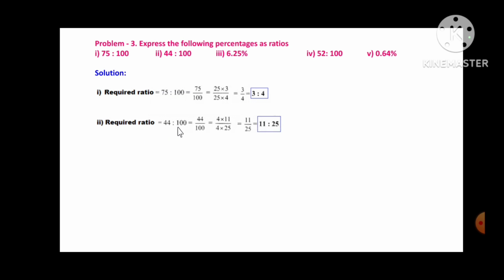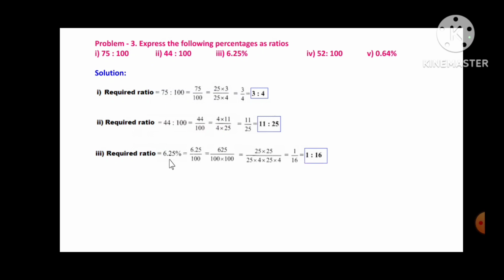Express the following percentages as ratios. Here first is 75 as to 100. Required ratio will be 75 as to 100, which can be written as 75 upon 100, that will be 25 into 3 upon 25 into 4, that is 3 upon 4, which could be 3 as to 4. Second one, required ratio is 44 as to 100, means 44 upon 100, 4 into 11, 4 into 25. The 4 gets cancelled, 11 upon 25, which is 11 as to 25.